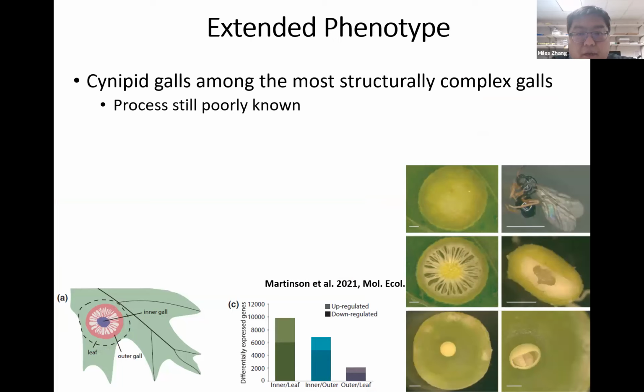So the reason why galls, and in particular cynipid galls, are really interesting and the focus of a lot of these recent studies is because they can be considered an extended phenotype of the gall wasp, right? So think of it as the extension of its genes. Because they can create these really structurally complex galls. In fact, they are the most structurally complex out of all the gall inducers.